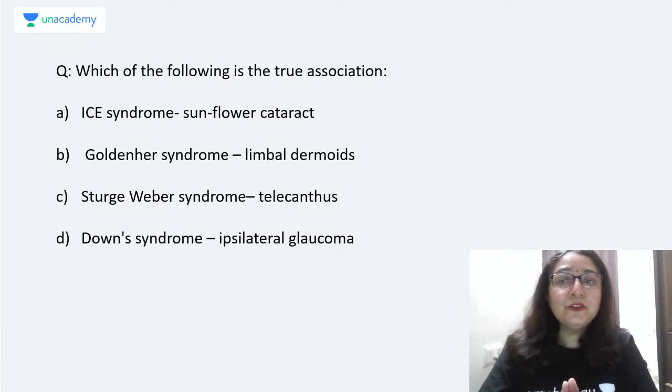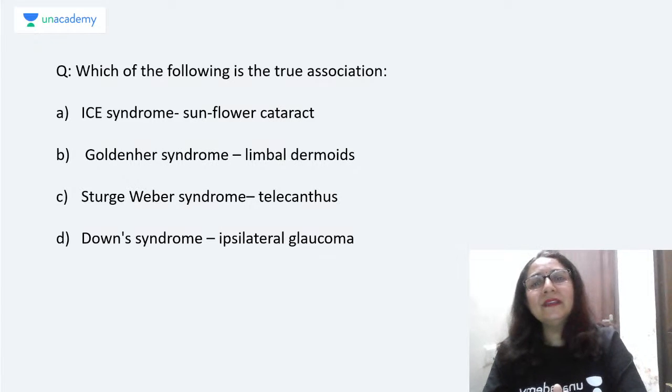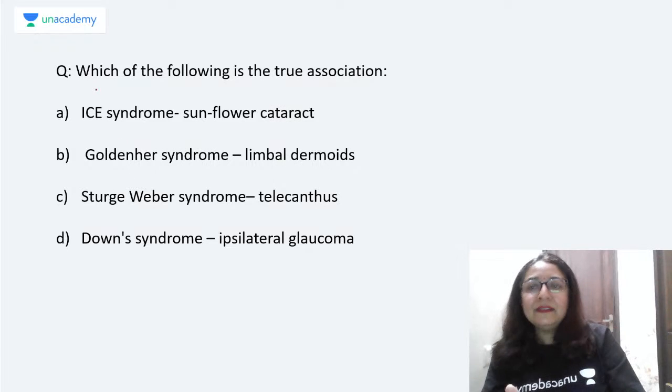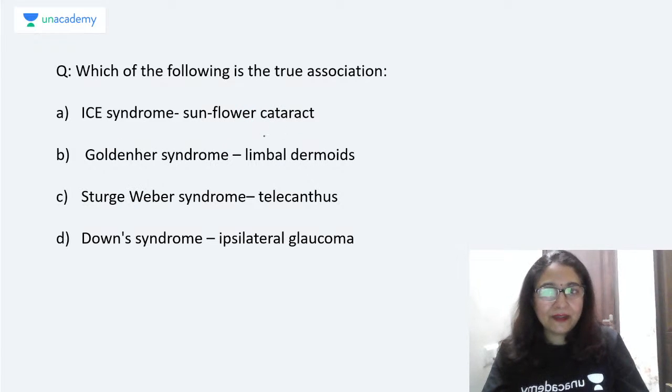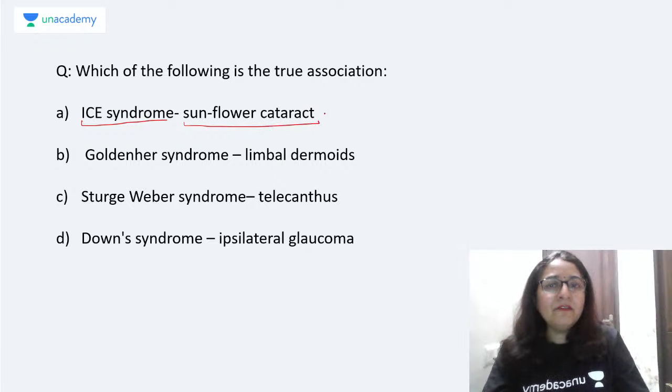Which of the following is the true association? A few syndromes with their features have been given below, so we have to see which one is the true association. ICE syndrome with sunflower cataract: in ICE syndrome you have iris abnormality, corneal abnormality, and glaucoma. The sunflower cataract is associated with Wilson's disease. So this is false. Goldenhar syndrome with limbal dermoids is true.